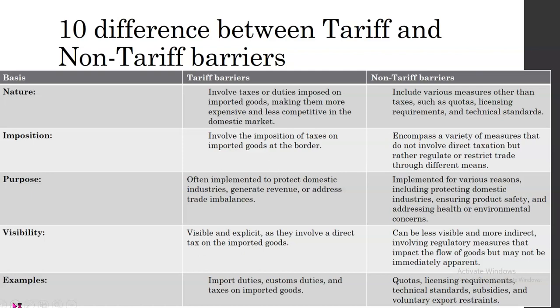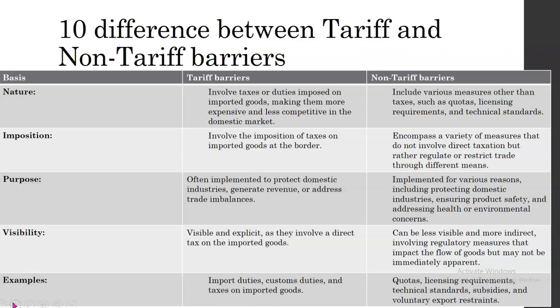Second is on the basis of imposition. Tariff barriers involve the imposition of taxes on imported goods at the border. Whereas, on the other hand, non-tariff barriers encompass a variety of measures that do not involve direct taxation but rather regulate or restrict trade through different means.